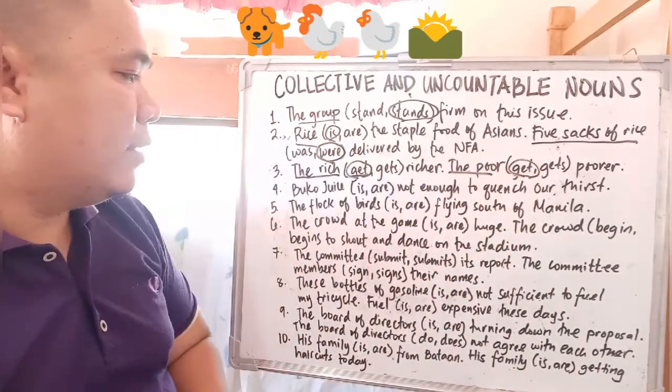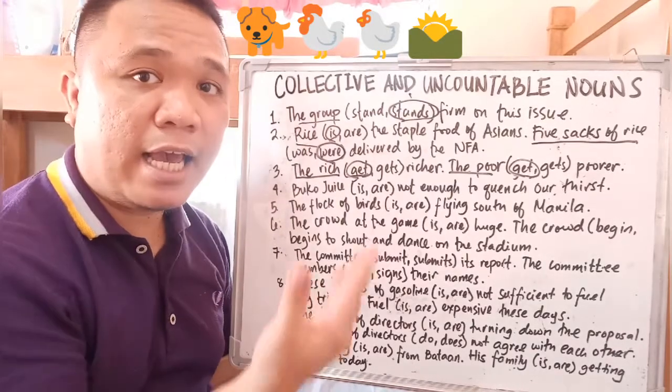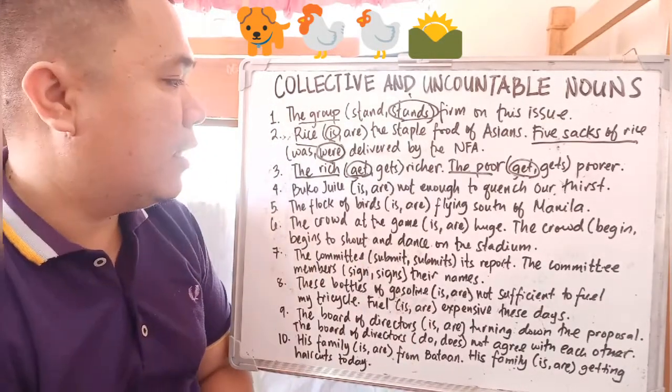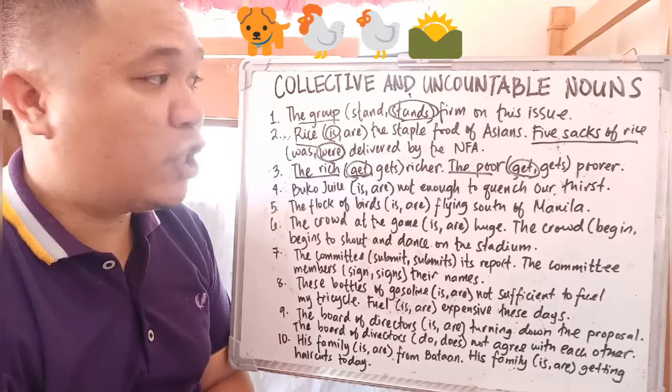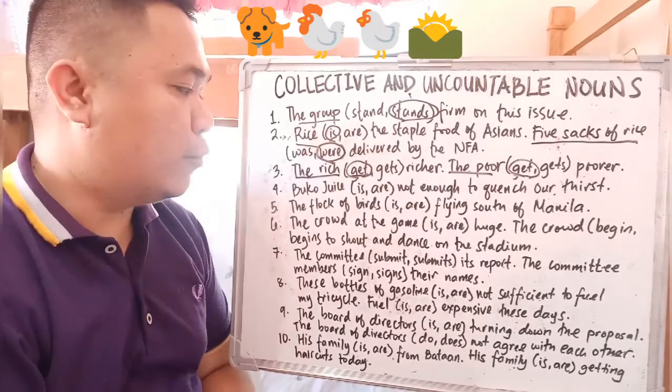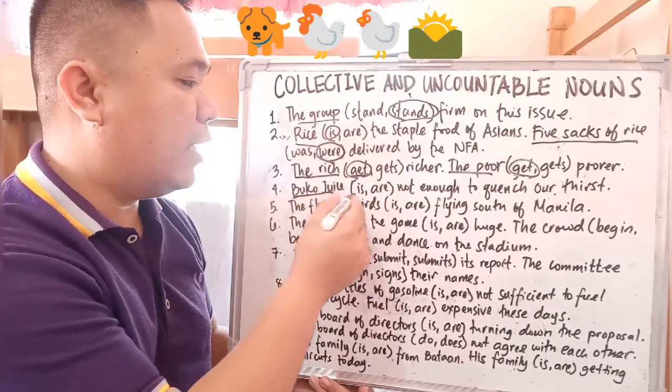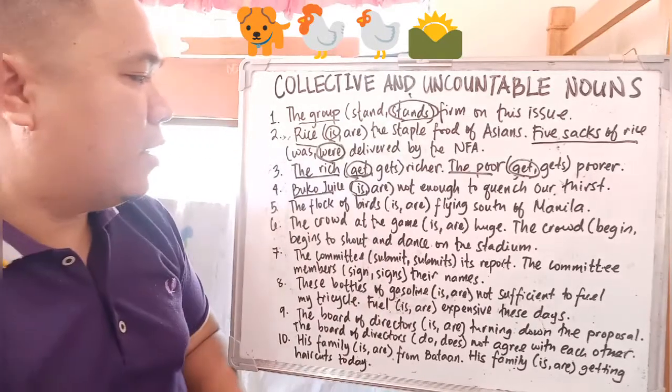Next, number 4. Buko juice is an uncountable noun. Buko juice is are not enough to quench our thirst. So buko juice is our subject, is is our verb.